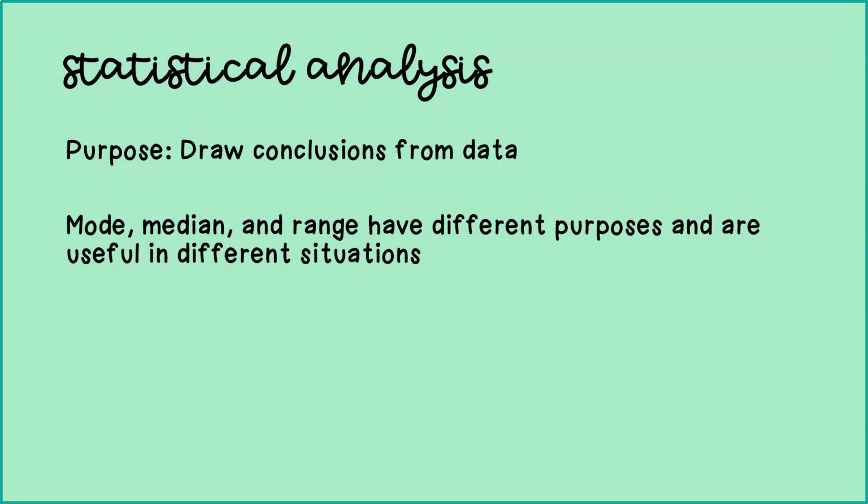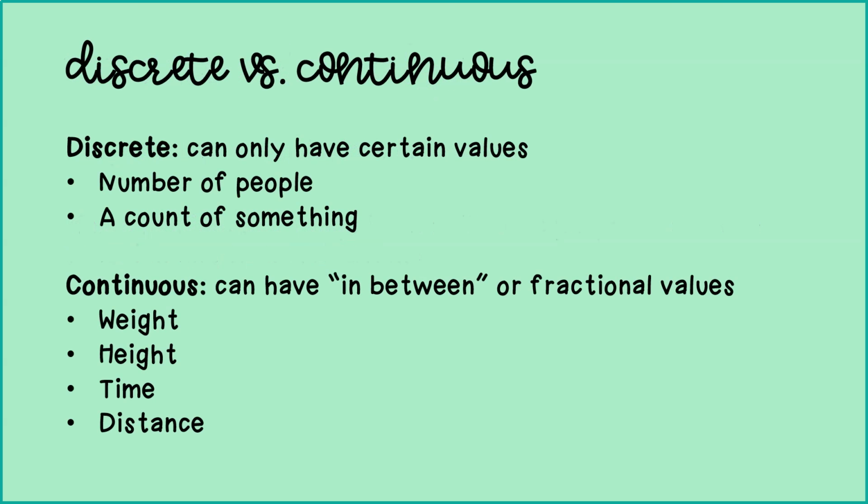This video is about median, mode, and range. The purpose of any sort of statistical analysis is to draw conclusions from data. When you have a lot of different data points, you want to have a conclusion that you can draw so that you can either make a decision or make some sort of statement about the data. In this video, we are only going to talk about mode, median, and range. All three of those have different purposes and are useful in different situations.